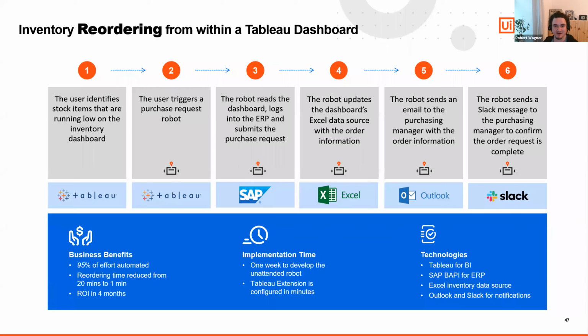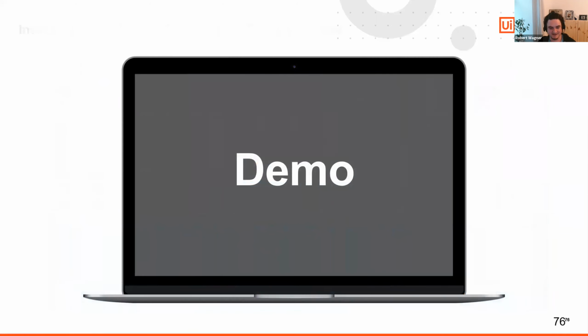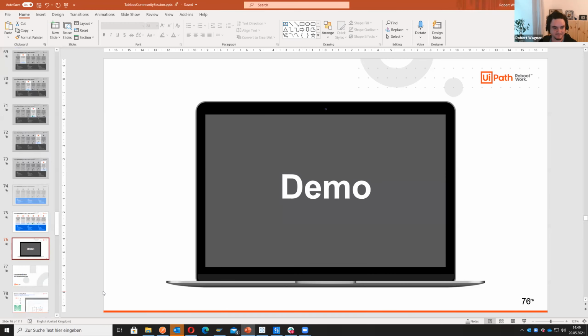So always bear in mind, make friends inside the organization, because that could be very helpful when implementing processes on API layers. All right, so it's demo time. Let's have a look at this.